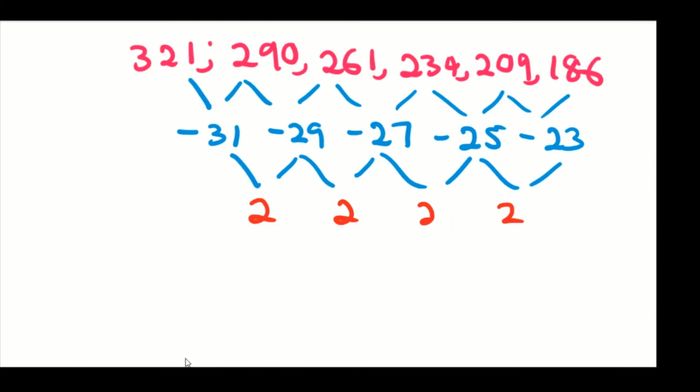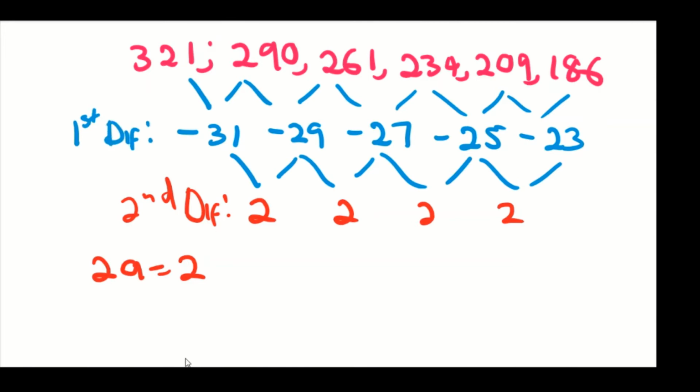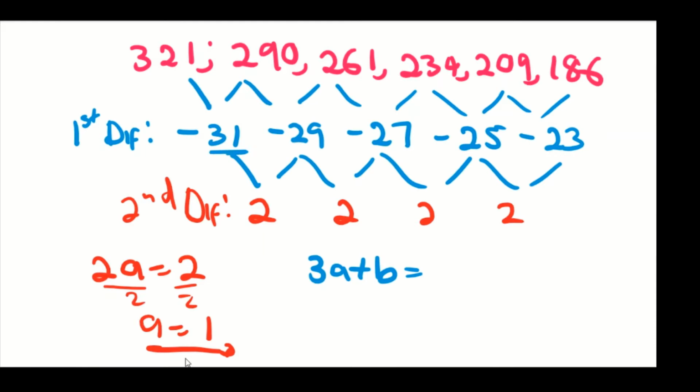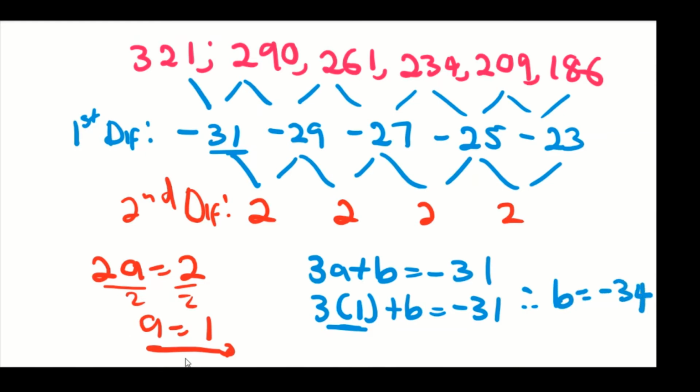So to find the value of a, we're going to say 2a is equal to 2, which is the second difference. And let me just label this as the first difference. To find the value of a, we divide by 2 both sides. So our a value is equal to 1, right? And then we're going to use the first difference, so we say 3a plus b is equal to the first term of our first difference, which is minus 31, and we know that a is equal to 1, so 3 into 1 plus b is equal to minus 31, right? You transpose this to the other side and find b being equal to minus 34, right?